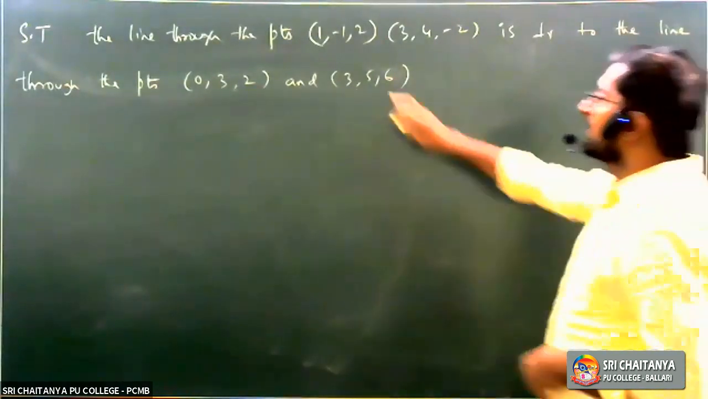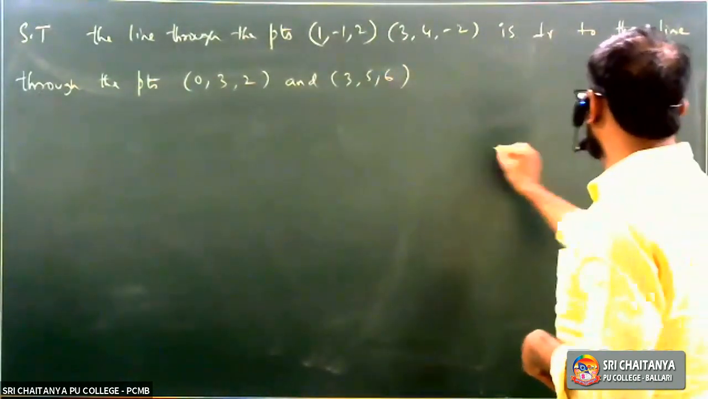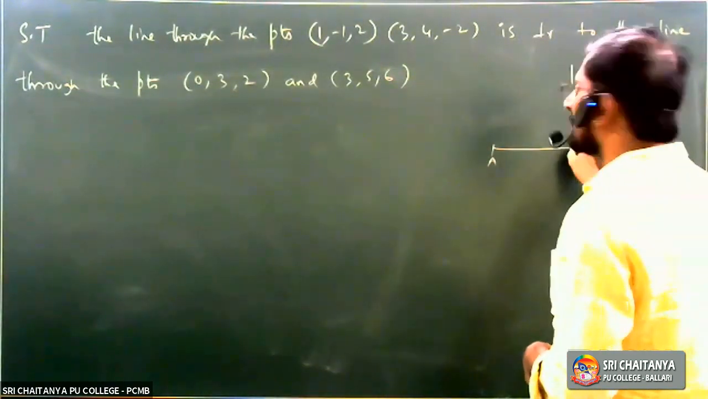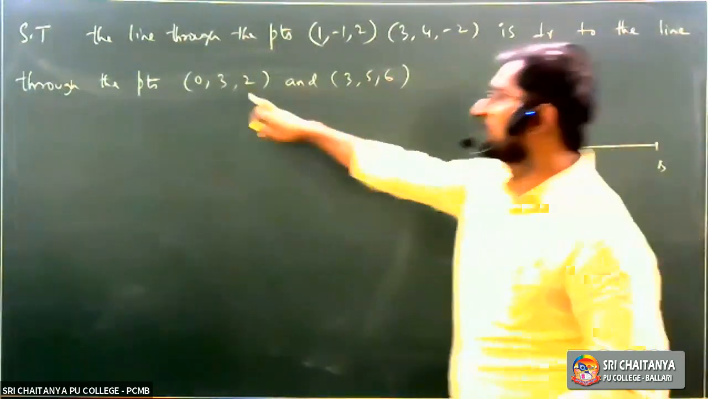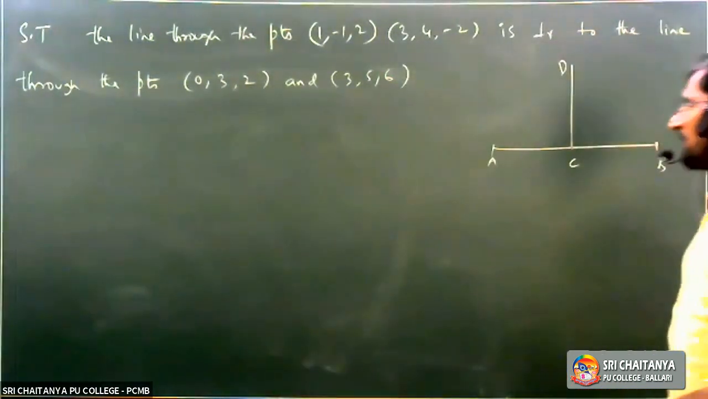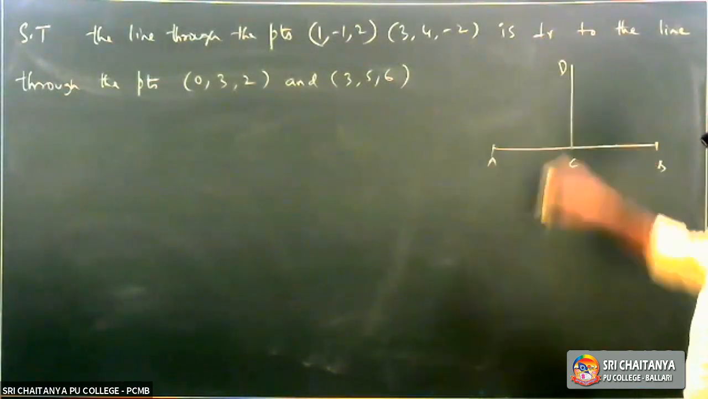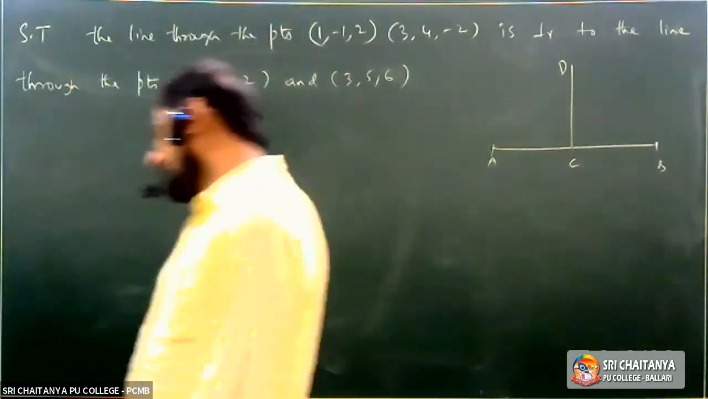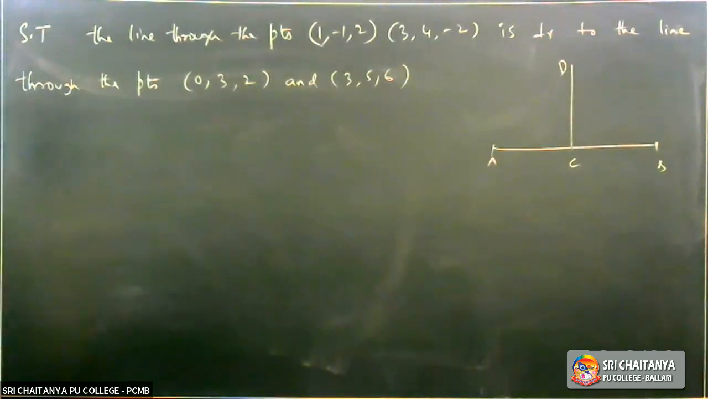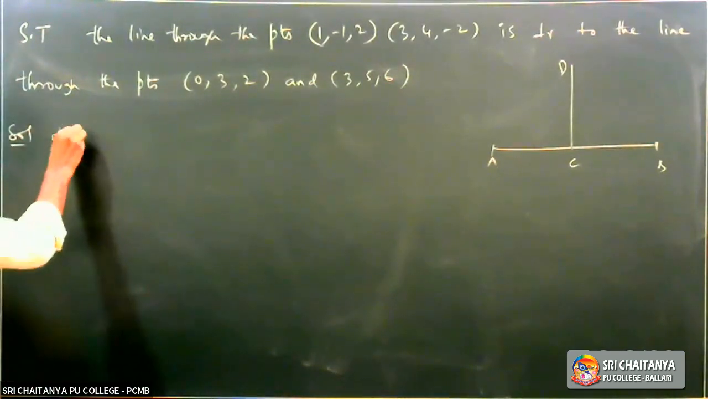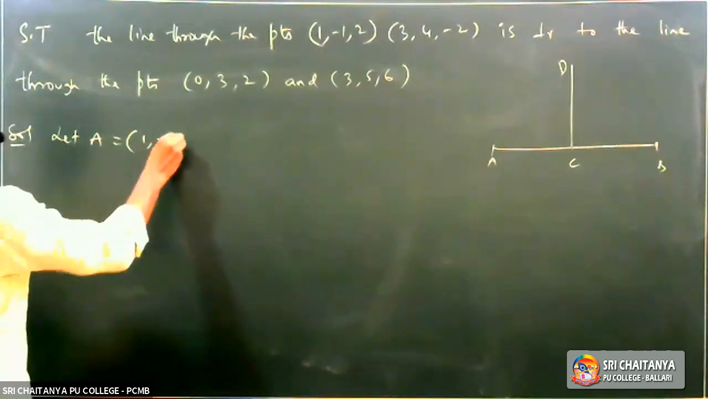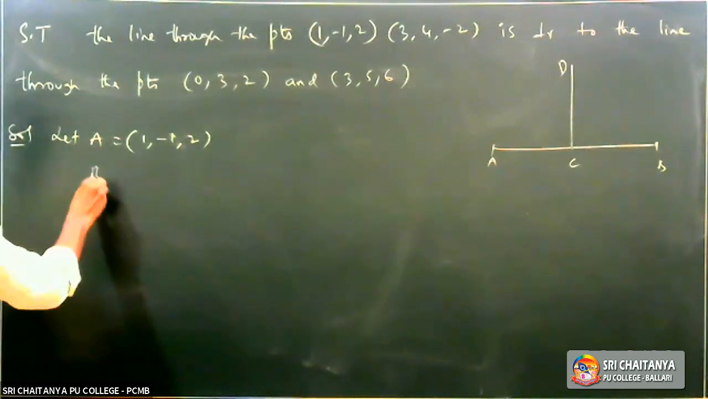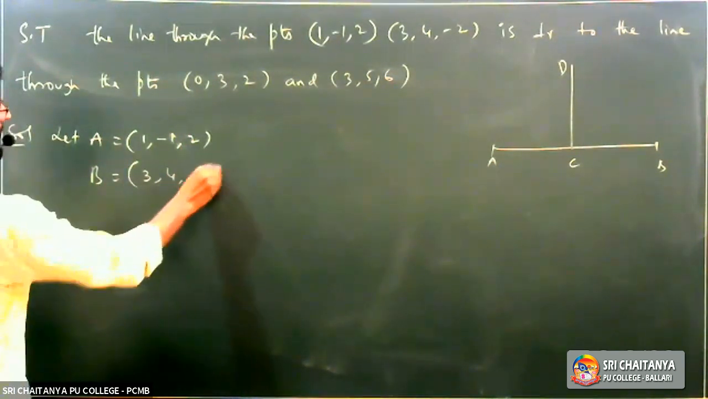Very easy to do. Let me consider these two points as A and B, and these two as C and D. He asked you to show that AB is perpendicular to CD. So what to do now? You should find out. Let A be 1, -2, -1, and B is 3, 4, -2.